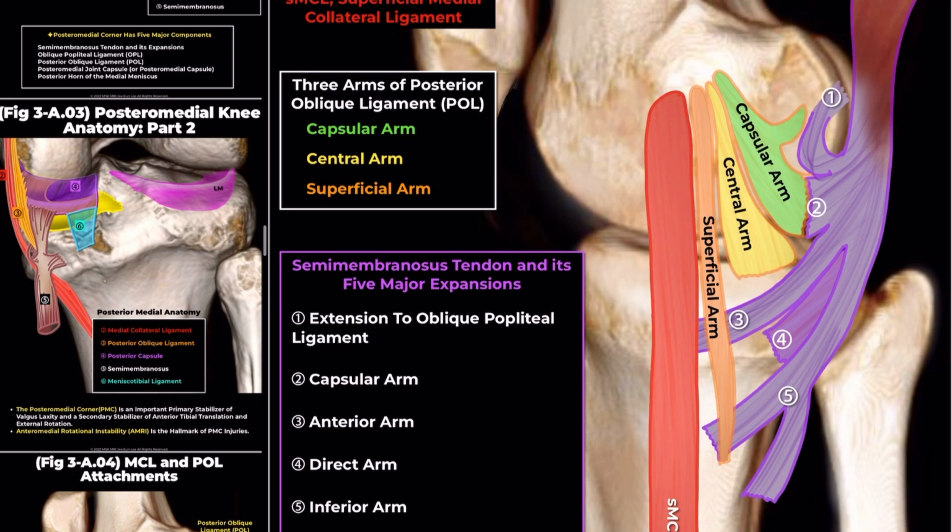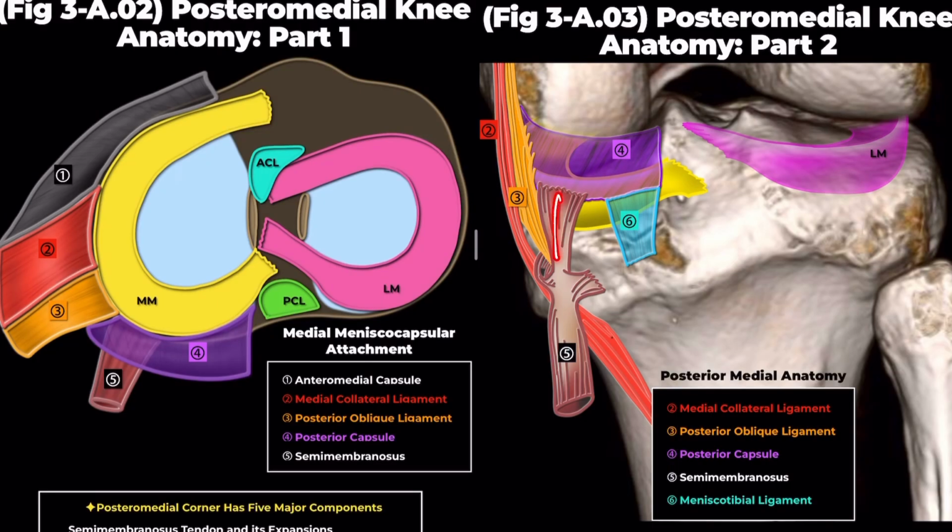the oblique popliteal ligament. This semimembranosus meniscal attachment originates from the anterior arm of the semimembranosus and is situated between the posterior meniscotibial ligament and the meniscotibial attachments of the posterior oblique ligament.